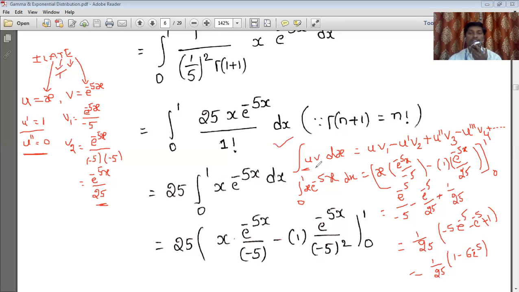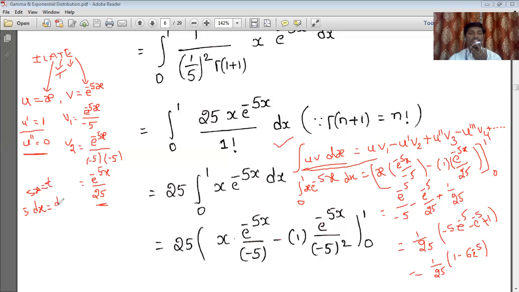What is that formula? Integral uv dx. Bernoulli's formula will say this one: uv1 minus u dash v2 plus u double dash. Or simply you can take another approach: assume 5x is equal to t, and differentiating on both sides, you get 5 dx is equal to dt.